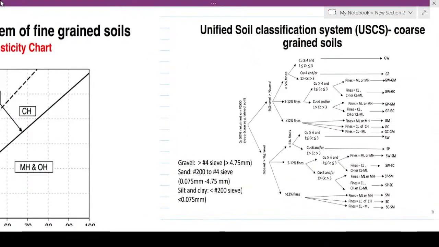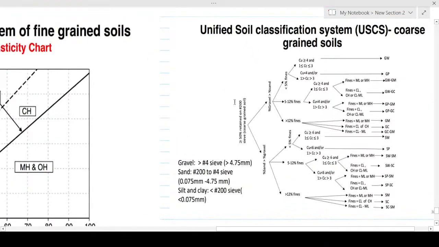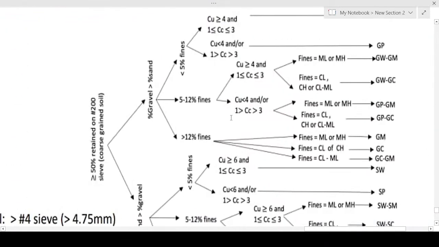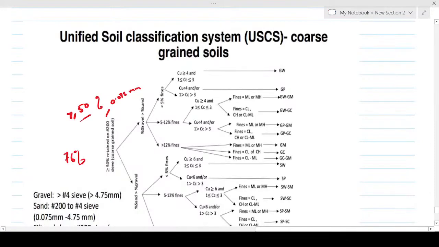Over here, you can Google this chart online and follow along. We have greater than or equal to 50% retained on the number 200 sieve, and the number 200 sieve is simply the 0.075 millimeter sieve. We have 76%, which is greater than 50, so we can go ahead and use this classification table now.